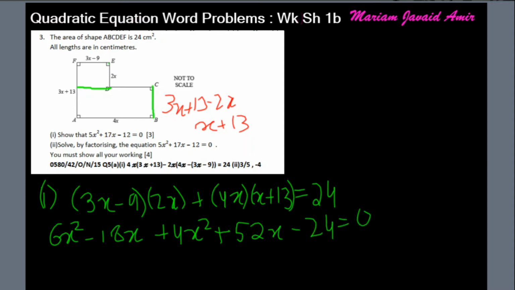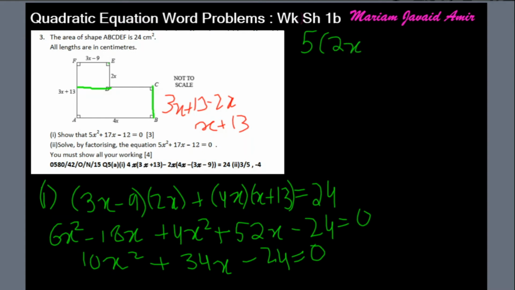So we're getting 10x square plus 52 minus 18, 34x minus 24 equals 0. Now the given equation has 5 here. The required equation has 5 here. We have 10 here. So let's take 5 common from this equation.